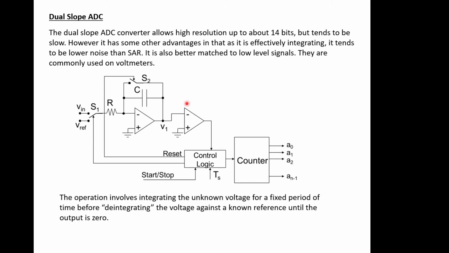So it's a timing process. The operation involved integrating the unknown voltage, so the one we're trying to measure, Vin, we would integrate that for a fixed period of time before deintegrating the voltage against a known reference. So we switch that around and take the charge out, so they have to be opposite in sign, until the output is 0. So this is the integrator here. We're just going to integrate this voltage. This voltage will ramp up over time depending on what the voltage is here and how quickly this capacitance charges. It'll eventually hit the level of this comparator, switch the logic, and it will switch this over and start to discharge the capacitor from this other voltage, and the ratio of the two times becomes an indication of the ratio of Vin to VREF.